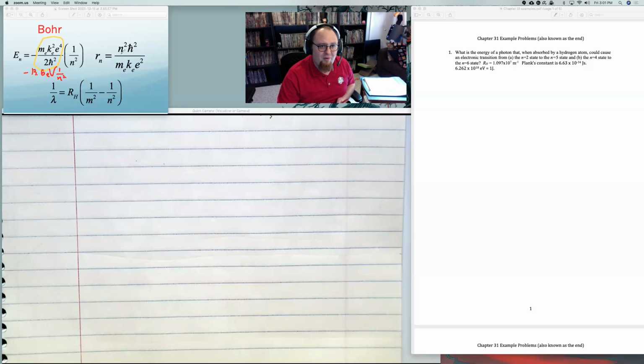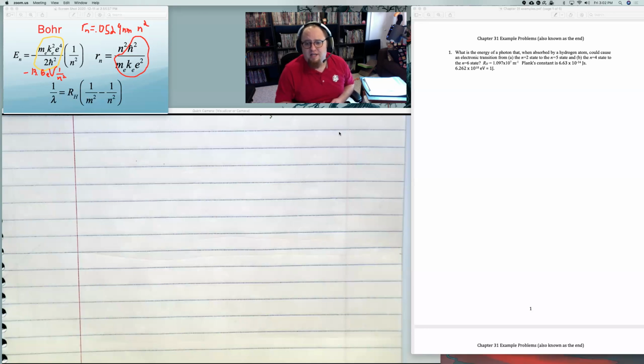And in this R of n equation, all of these are constants. So that's the same as positive 0.0529 nanometers times n squared. And so really when you add that in, they're all very simple. So let's get into these problems though.